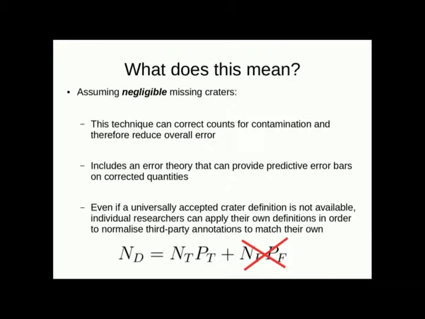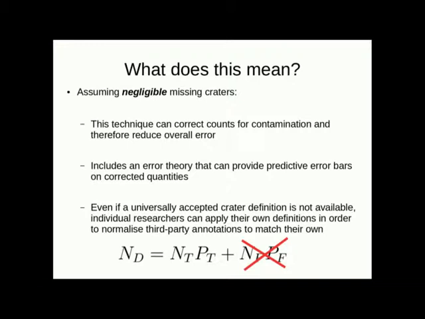Now, even if a universally accepted crater definition isn't available, if there's no consensus, then individual researchers can still apply their own definitions in order to normalize a third-party set of annotations to match their own. So this might be appropriate if there is a highly complete yet contaminated dataset from, say, a citizen science project, and a researcher would like to make those datasets comparable to their own. This could be an option.